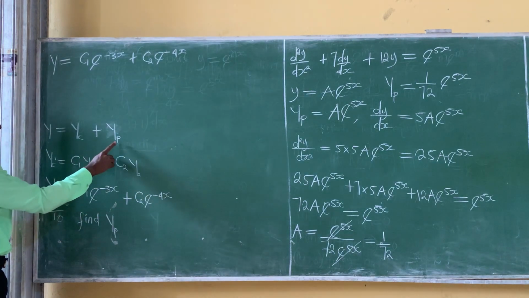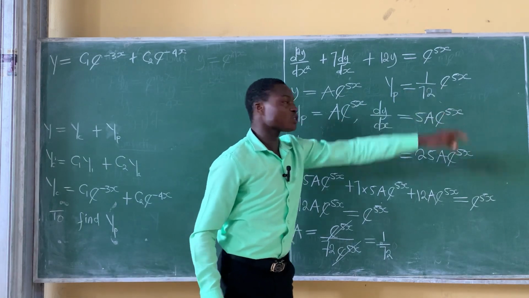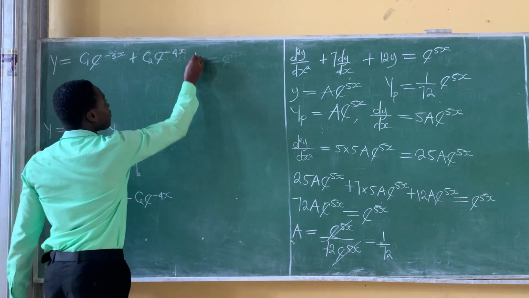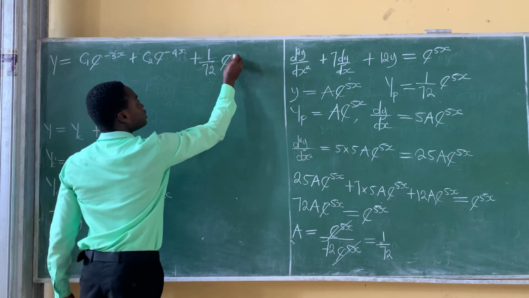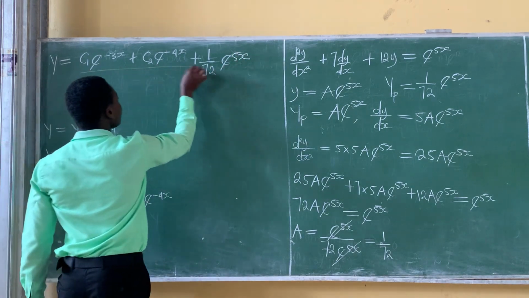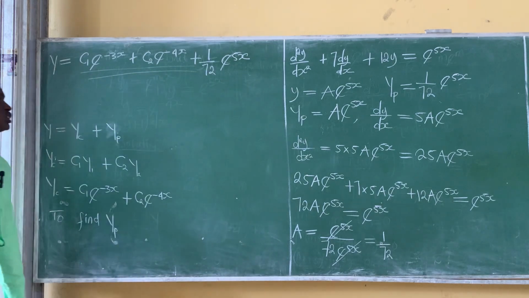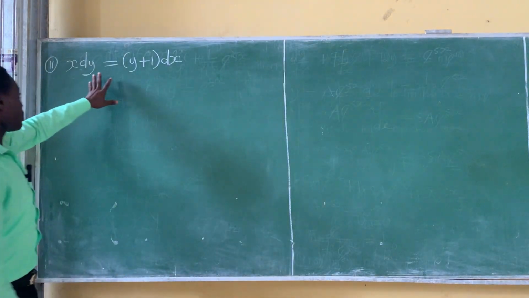Then the next one is our y sub p. And we obtained our y sub p to be 1 over 72 exponential 5x. So we have plus 1 over 72 exponential 5x, and that becomes the solution to that given differential equation. All right, so this is the second part of that question.